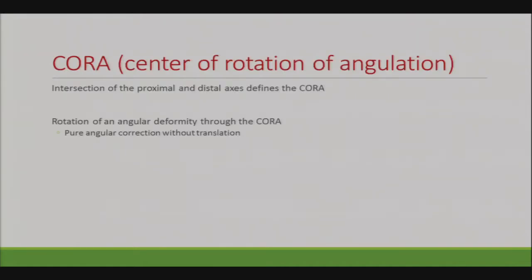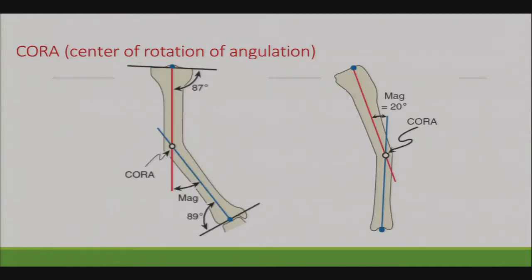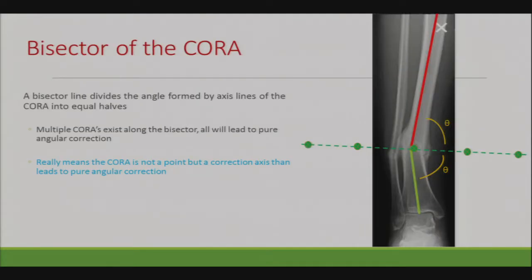CORA, this is also something that most people have at least heard of. It's simply the intersection of the proximal and distal axes. And in general, rotation of a pure angular deformity through a CORA will lead to a pure angular correction. So the CORA is just the intersection point. The CORA is actually not just one point, it's actually a line of points or a plane of points through which angular deformity correction can occur.